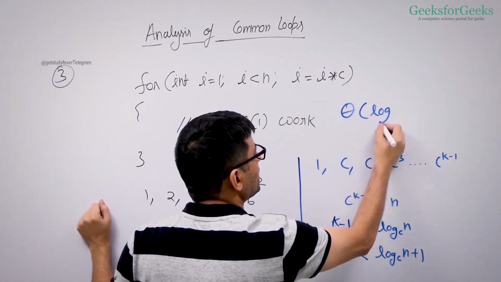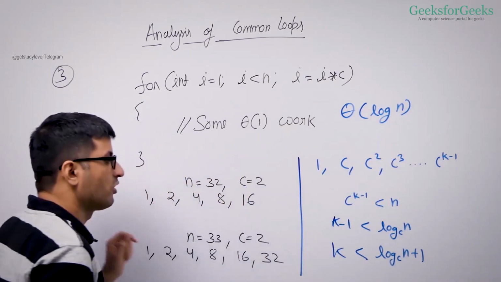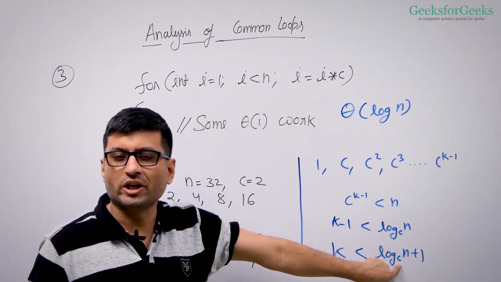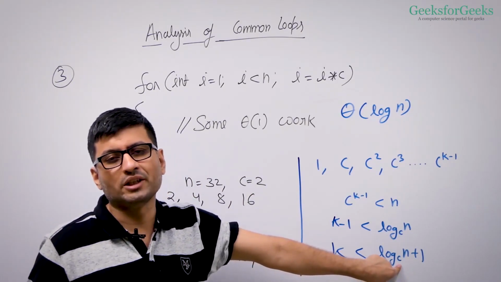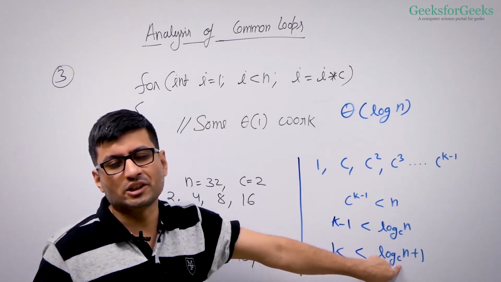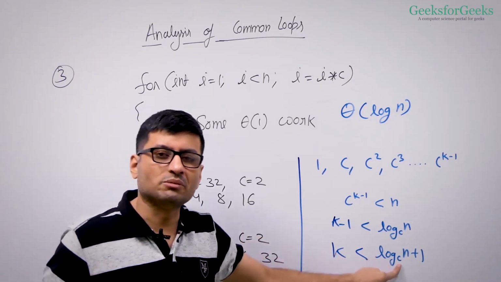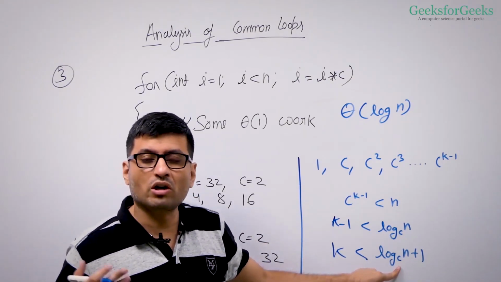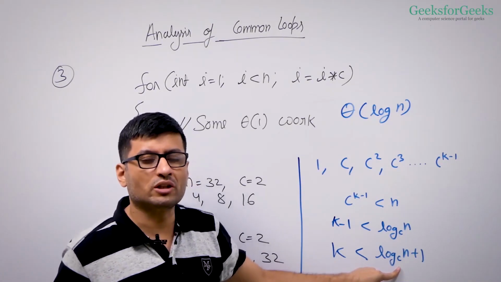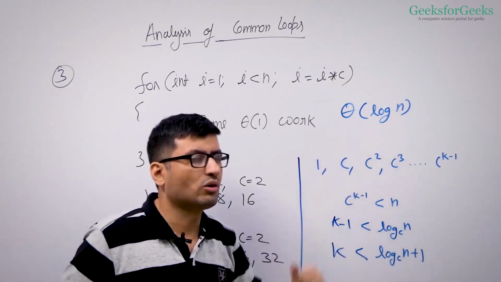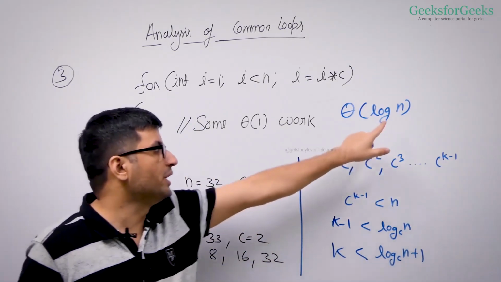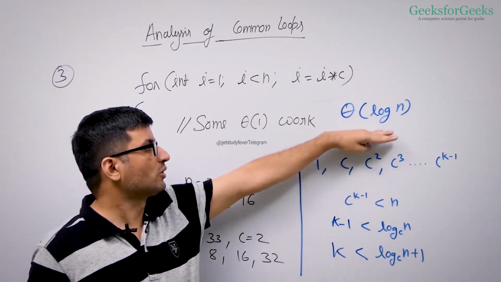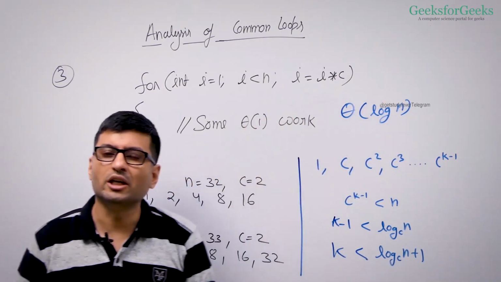And please remember one thing, base of log does not matter. If your base is 2, you can convert it to base 10 or any other number, 100 or 50, by just doing some multiplications and divisions with some constant values. And in asymptotic analysis, in order of growth analysis, constants do not matter. Lower order terms do not matter. Constants of leading order terms also do not matter. So we say order of growth of this is theta log n. The base of log does not matter. It can be 2, it can be 10, it can be 100. So order of growth of this particular loop is theta log n.